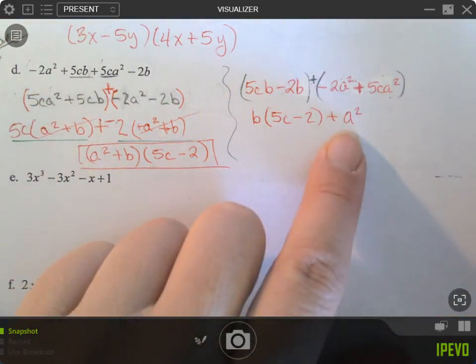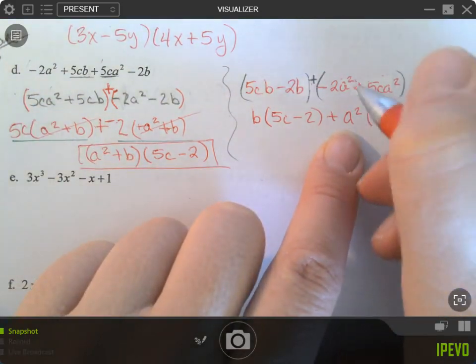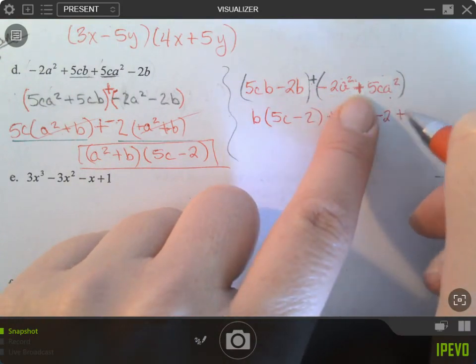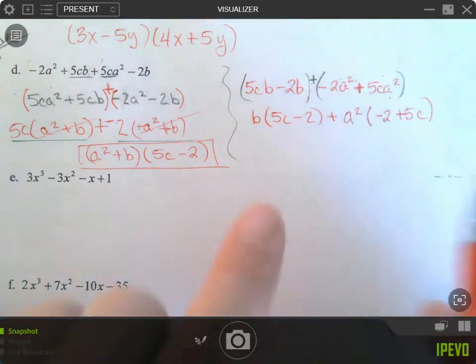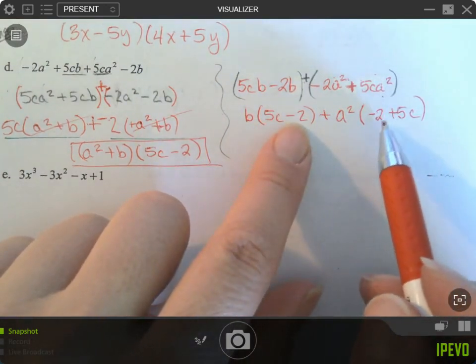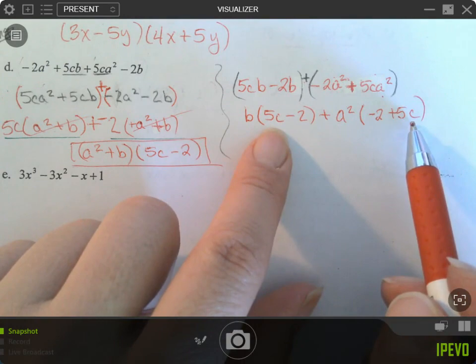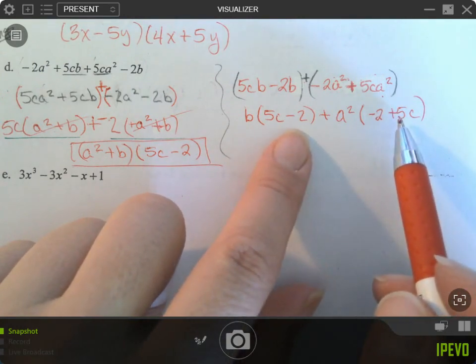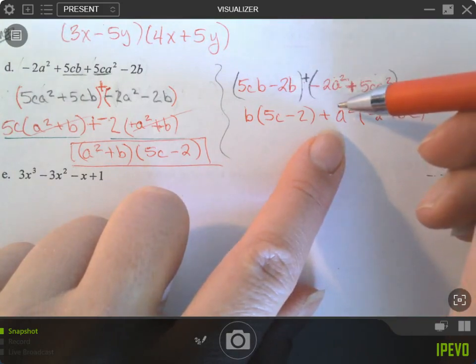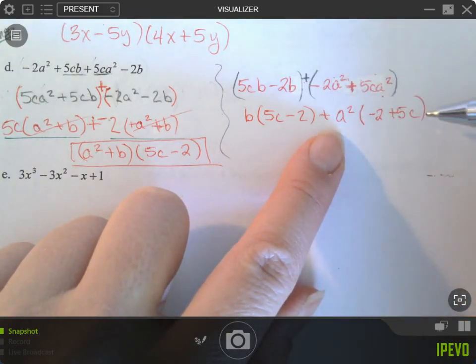Okay, now, here's the thing. Let's check our signs. If I take out a squared, I do keep a negative 2, and I do keep a positive 5c. Did I want that? Well, look, in this one, the 2 is negative, and the 5c is positive. So it's in a different order, but do we see they're the same values with the same signs? If you would have taken out a negative a squared, that would have flipped your signs.